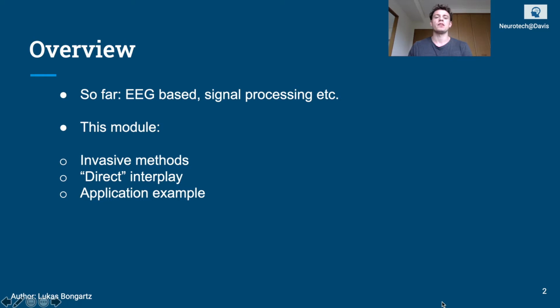The last modules of Neurotech Davis basically covered EEG and its corresponding signal processing. But today we will deal with other interfacing methods using the direct interplay of the brain and electronics. Thus, we will have a look at some engineering aspects and close the module with an example for such applications.